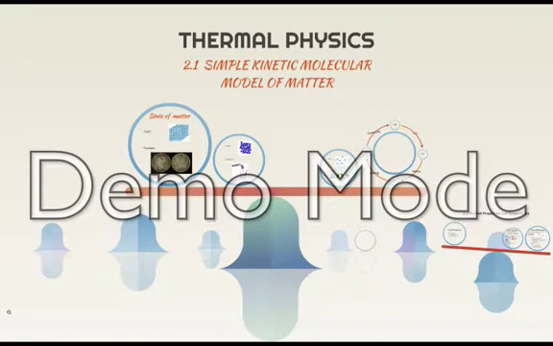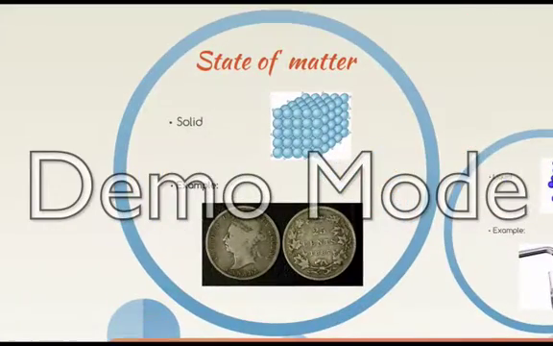Kinetic particle theory explains the properties of the different states of matter. There are three main types of state: solid, liquid, and gas. They all have different amounts of energy.